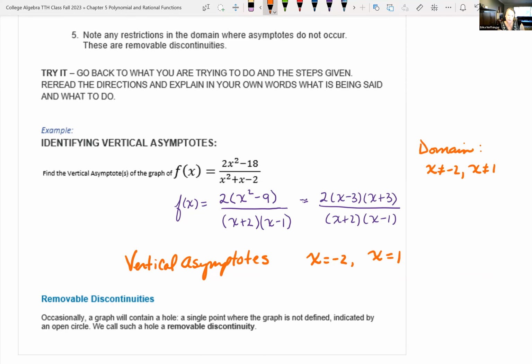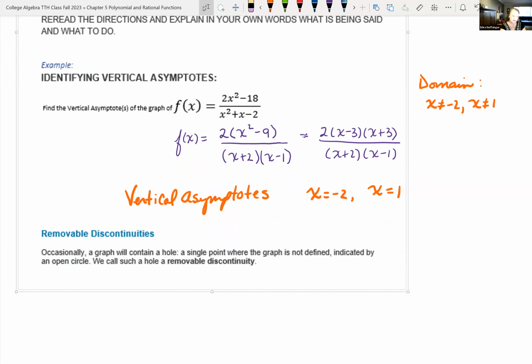So sometimes we might get what are called removable discontinuities. The following states: occasionally a graph will contain a hole, a single point where the graph is not defined, indicated by an open circle, and we call such a hole a removable discontinuity. So how do we find these removable discontinuities? Well, these removable discontinuities actually occur at the values which set both our numerator and denominator equal to 0.